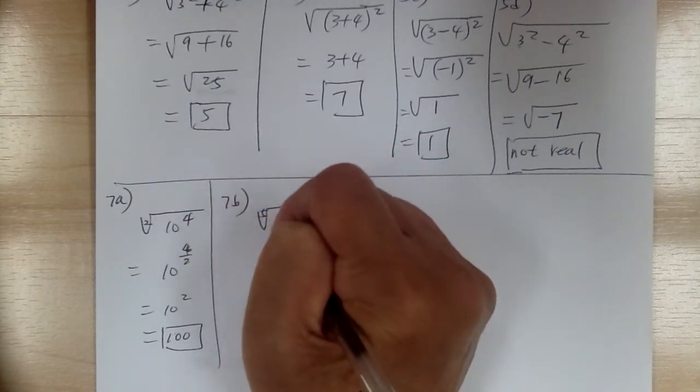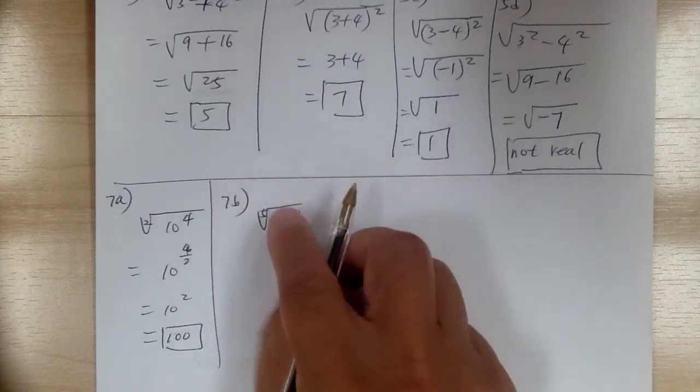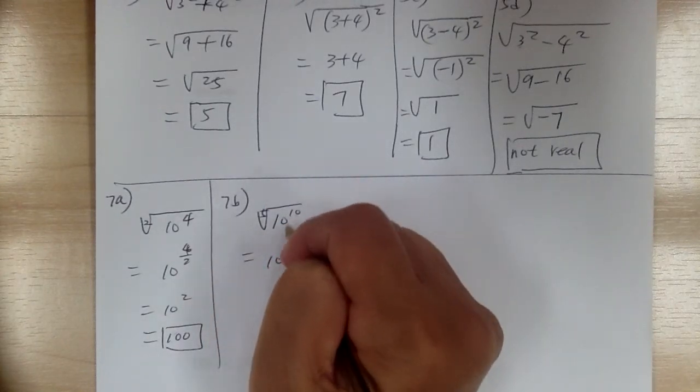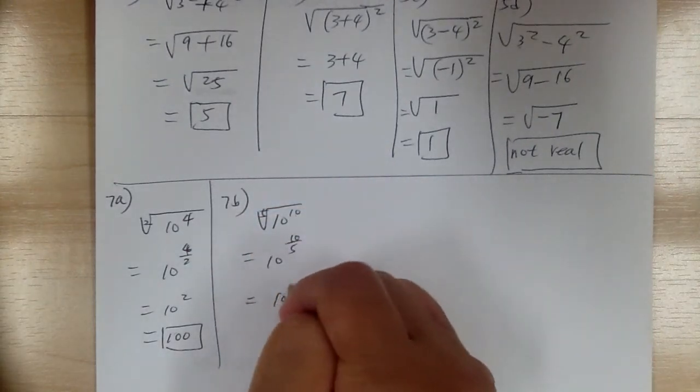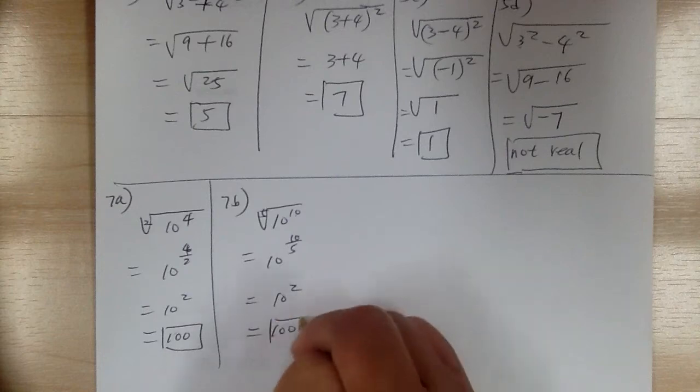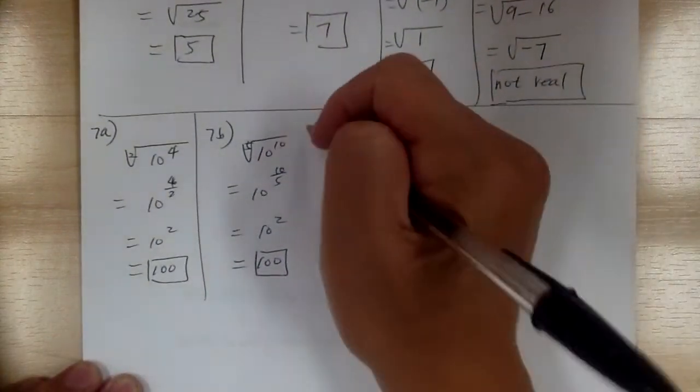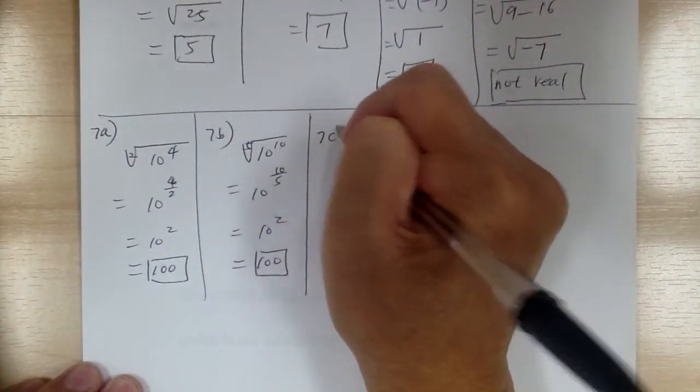So you have the fifth root of 10 to the 10. Again, this is going to be equal to 10 to the 10 divided by 5. So 10 divided by 5 is 2, so this is equal to 10 to the 2, which is 100. Okay, let's go to 7c.